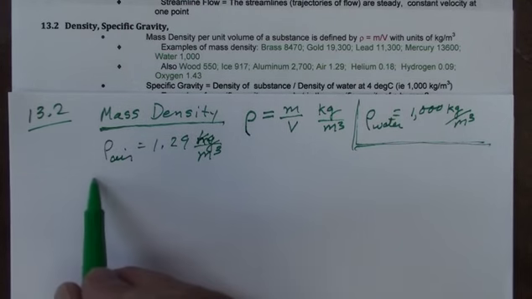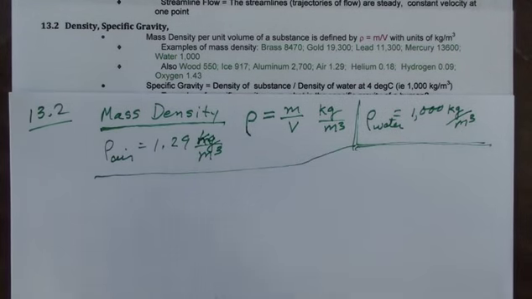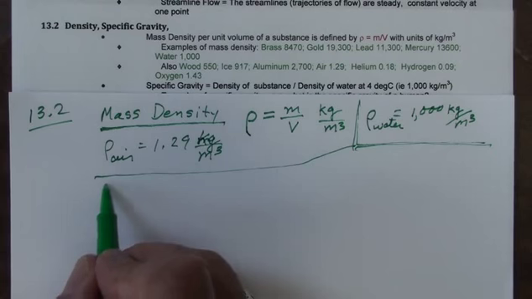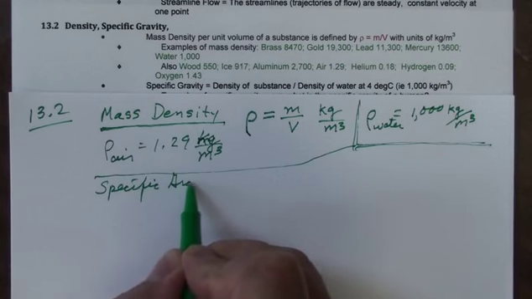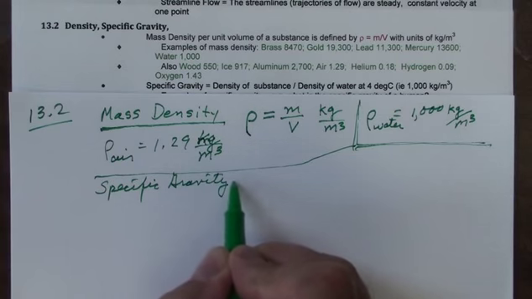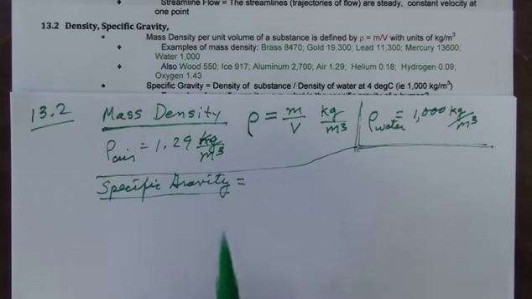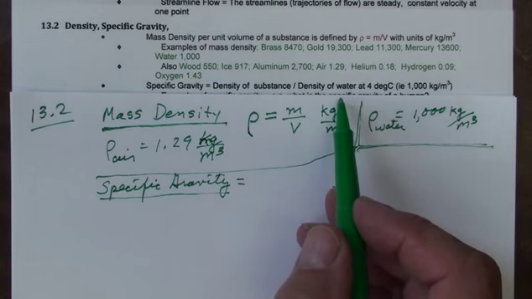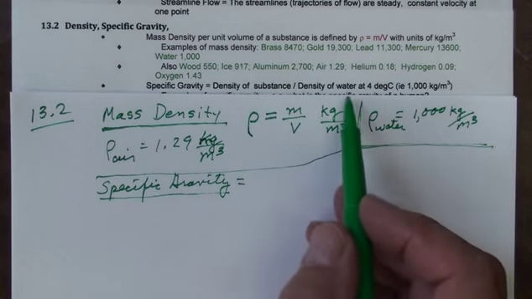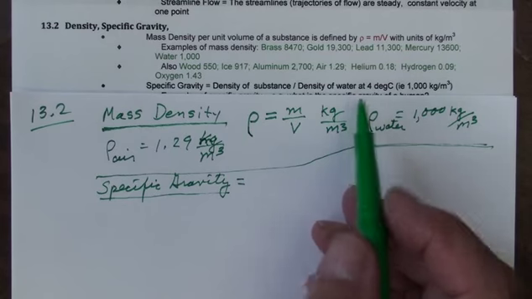Let's next turn our attention to specific gravity. The specific gravity is a dimensionless quantity, meaning that it has no dimensions whatsoever. And that's because it's the ratio of two things that do have units. It's the density of a substance divided by the density of water.